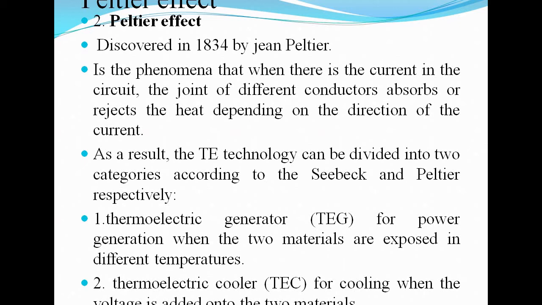Now the second one is the Peltier effect. This effect was discovered in 1834 by Jean Peltier. It is the phenomenon that when there is a current in the circuit, the junction of different conductors absorbs or rejects heat depending on the direction of current. So that is the phenomenon of the Peltier effect.